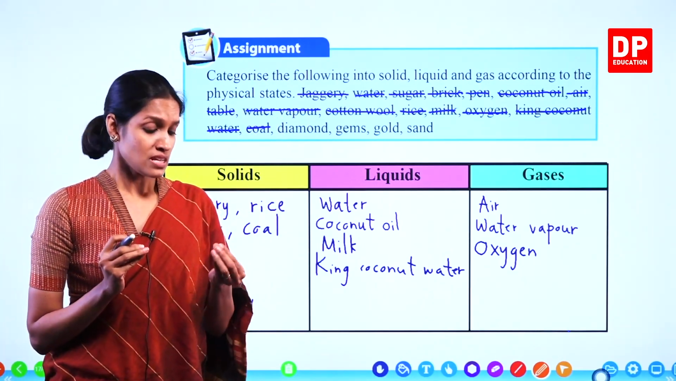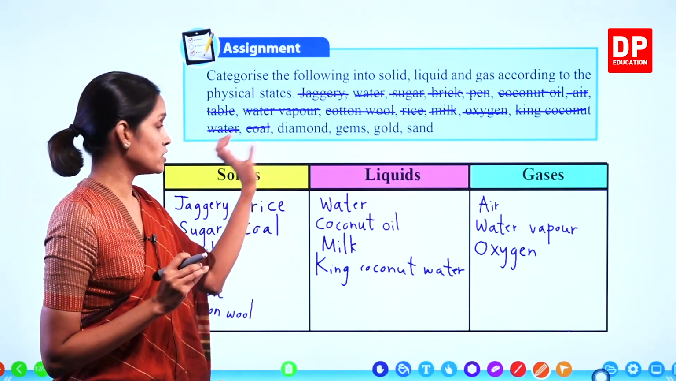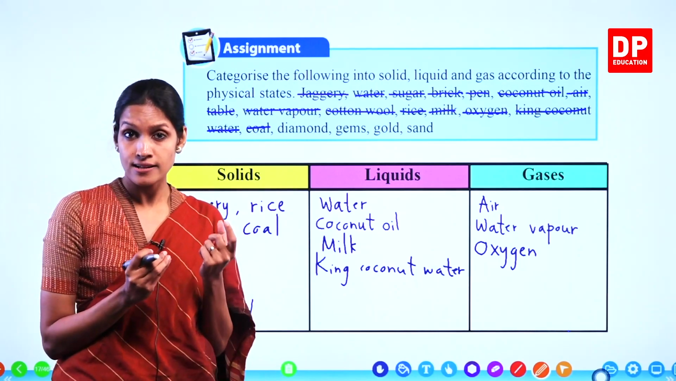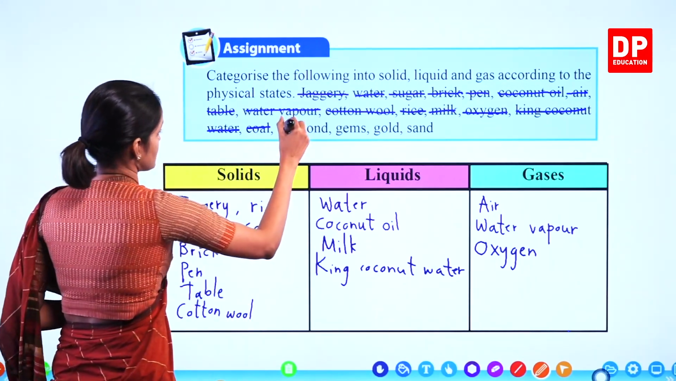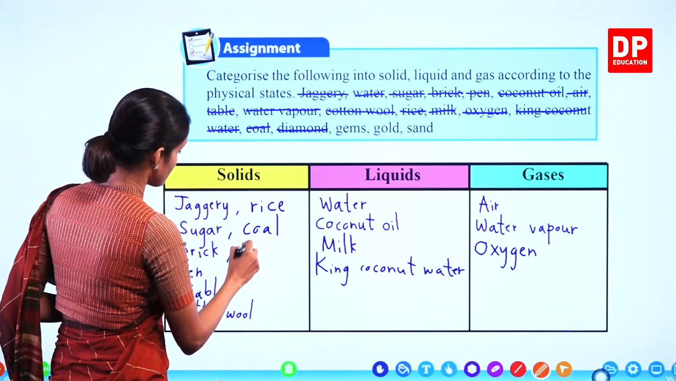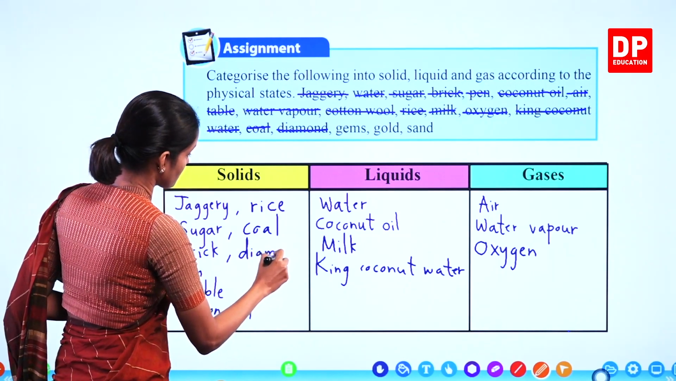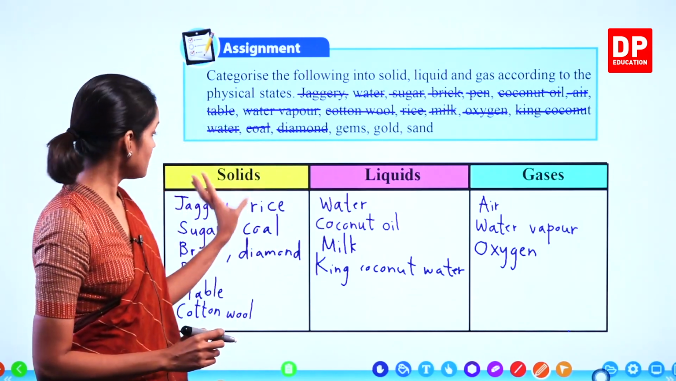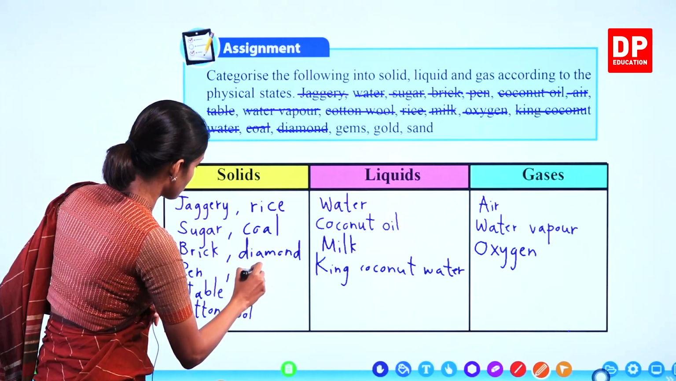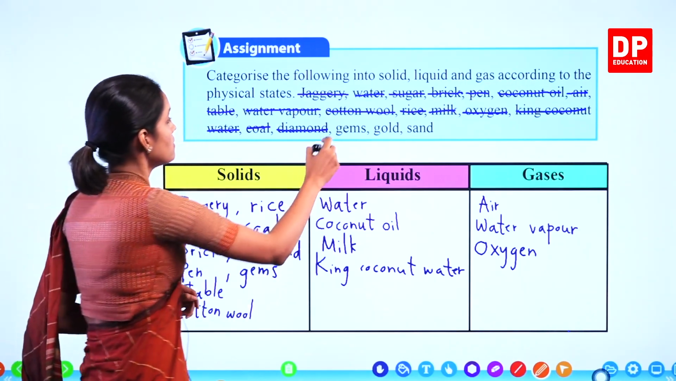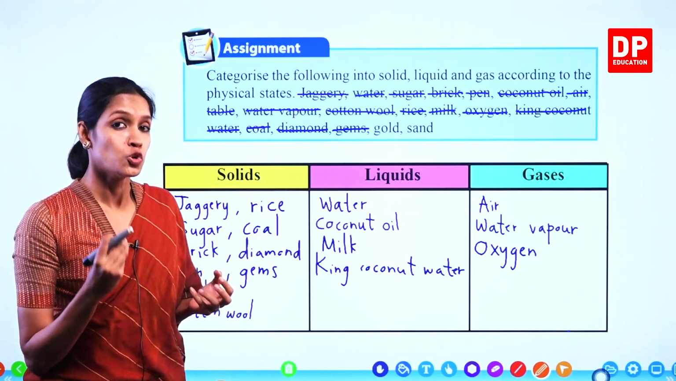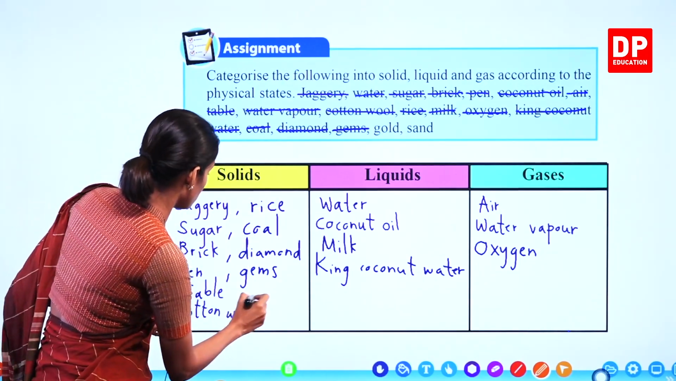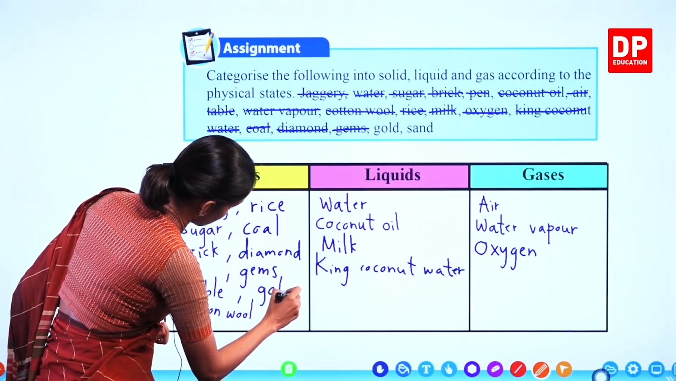Diamond. Now diamond is something very hard. You use diamond to make jewelry and to make special machines to cut glass, right? It's a hard thing. So diamond is going under solids. And gems. Gems is also going under solids. Gold. Gold is a solid. We can touch and feel this gold jewelry, right? So, gold also goes here.